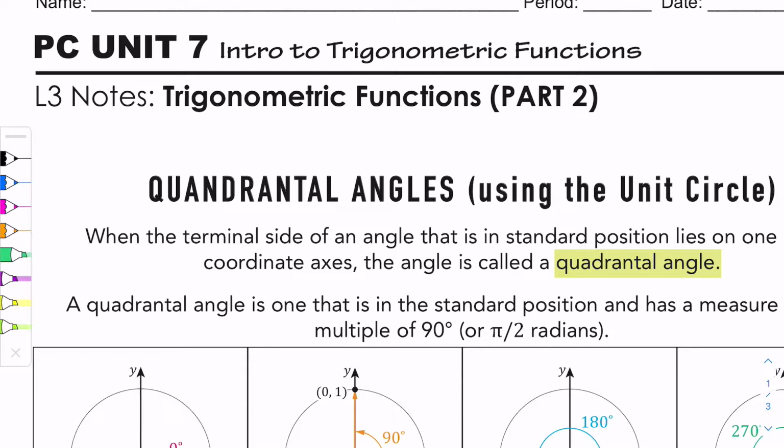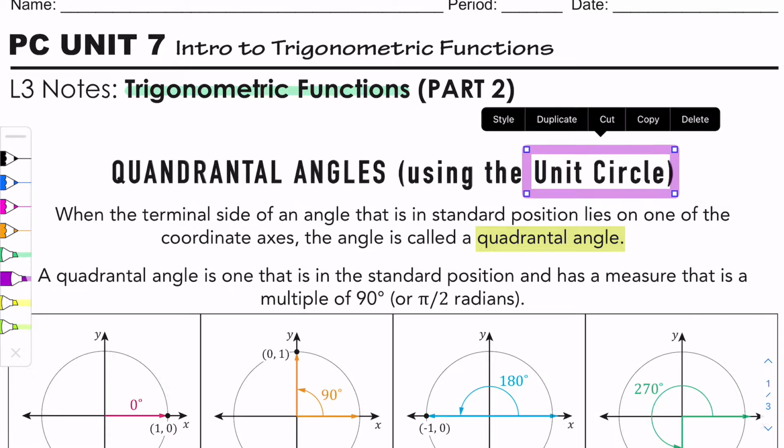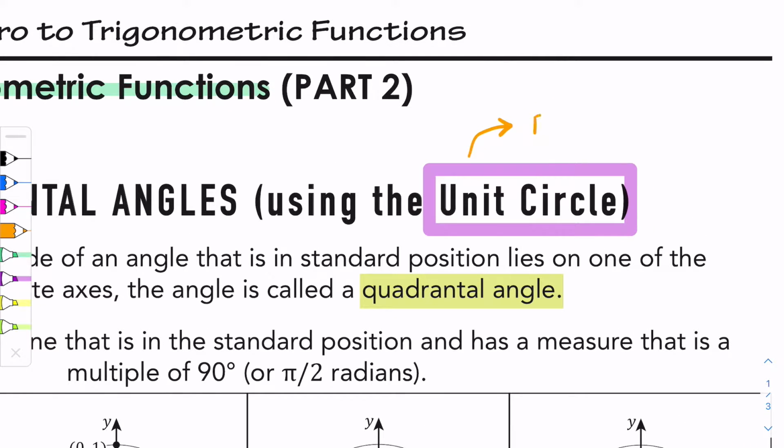Today we're going to continue solving trig functions. We're going to start off by learning about quadrantal angles, and quadrantal angles are always using the unit circle. Quick reminder from the previous lesson, if you're using the unit circle, that means that the radius is 1. Anytime you see the unit circle, you have to assume that.